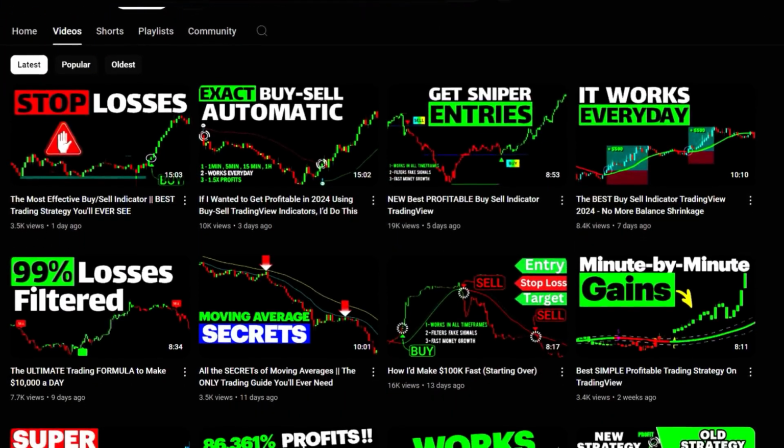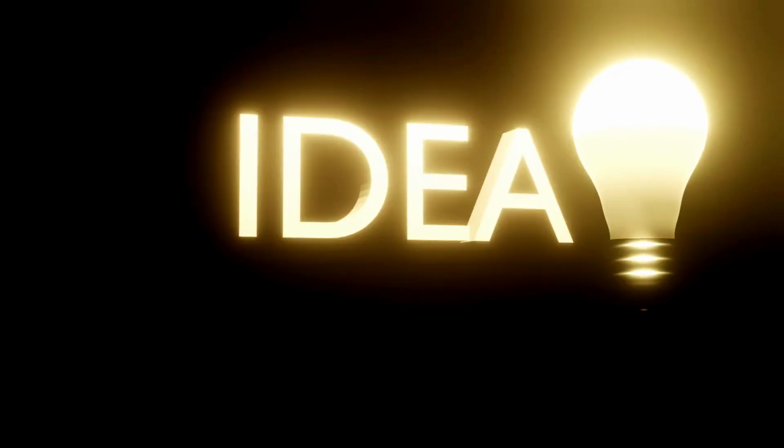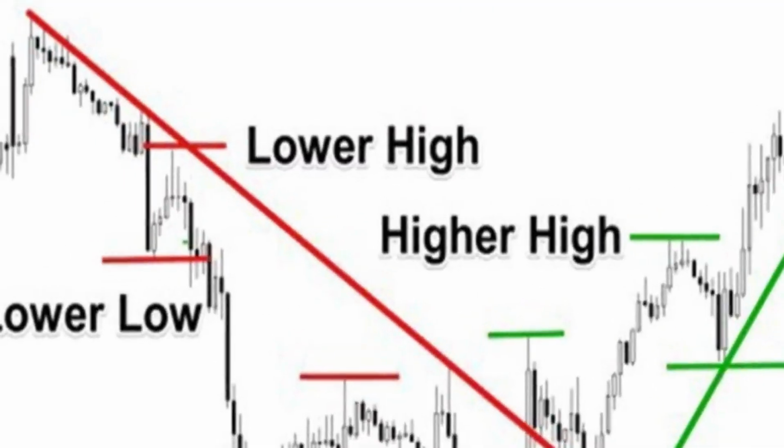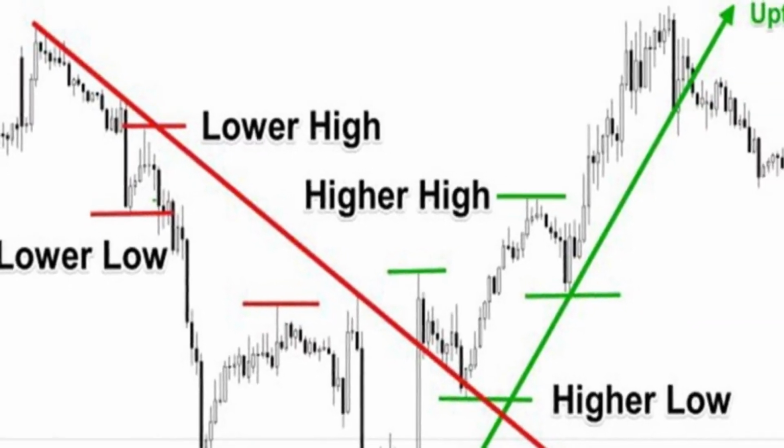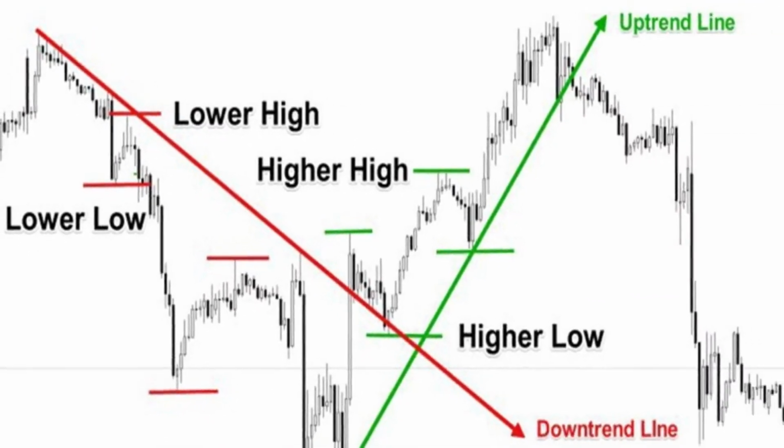Today, we're diving into something that can really change how you see your chart. We're talking about trend lines, but not just any trend lines. We're going to make them way easier to understand and use.